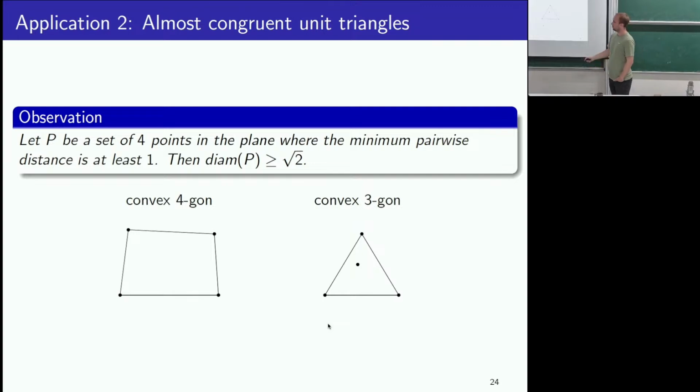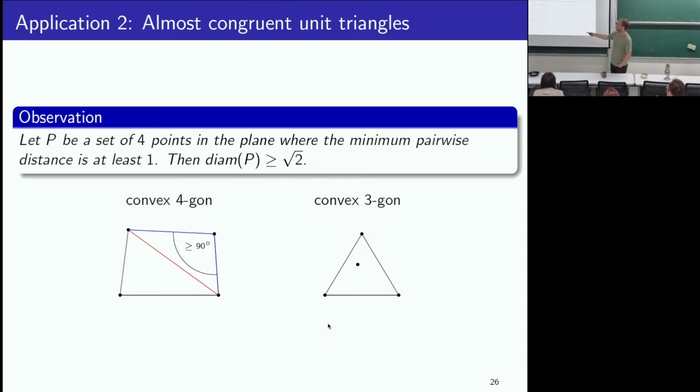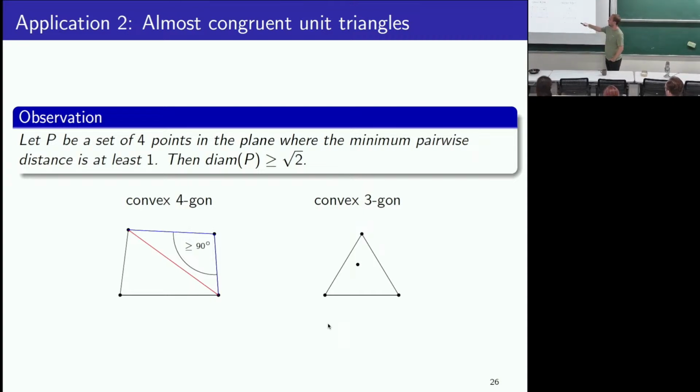So the 4 points could be arranged in either of those two shapes. Either they form a convex quadrilateral, or 1 point is in the inside of the convex hull. And well, one of the outside angles has got to be at least 90 degrees over here. This means the diagonal is at least length square root 2, because the blue side had length at least 1. This is at least 1, and by the cosine law we get the correct length.